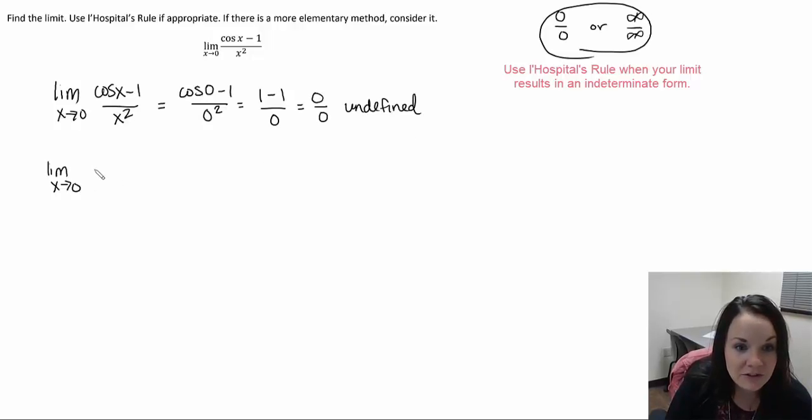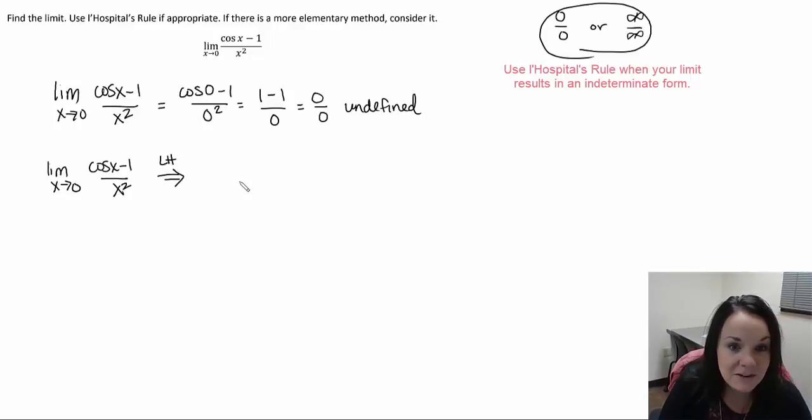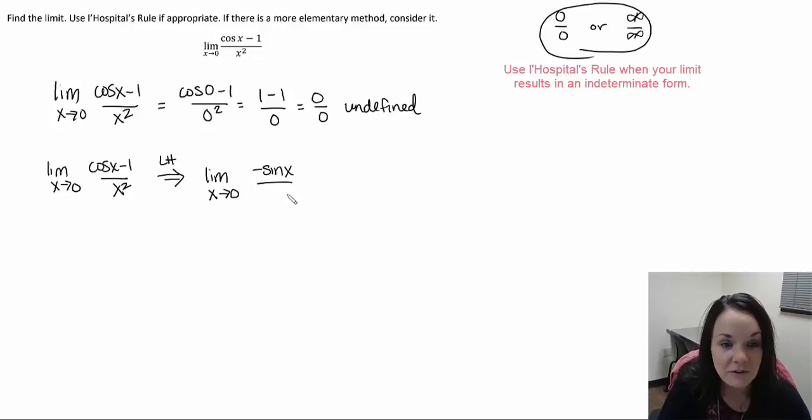We have our limit as x approaches 0 of (cosine x minus 1) over x squared. And at this step, I'm going to use L'Hopital's rule, and I'm just going to write LH to signify that I'm doing that. This then becomes the limit as x approaches 0 of the derivative of both the top and the bottom. So the derivative of cosine x minus 1 is negative sine x, and the derivative of x squared is 2x.